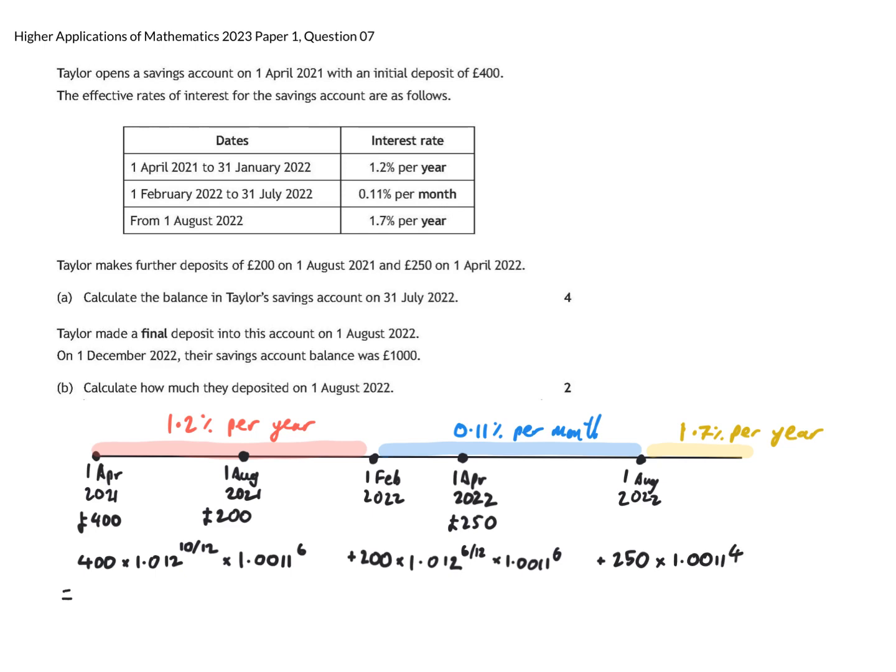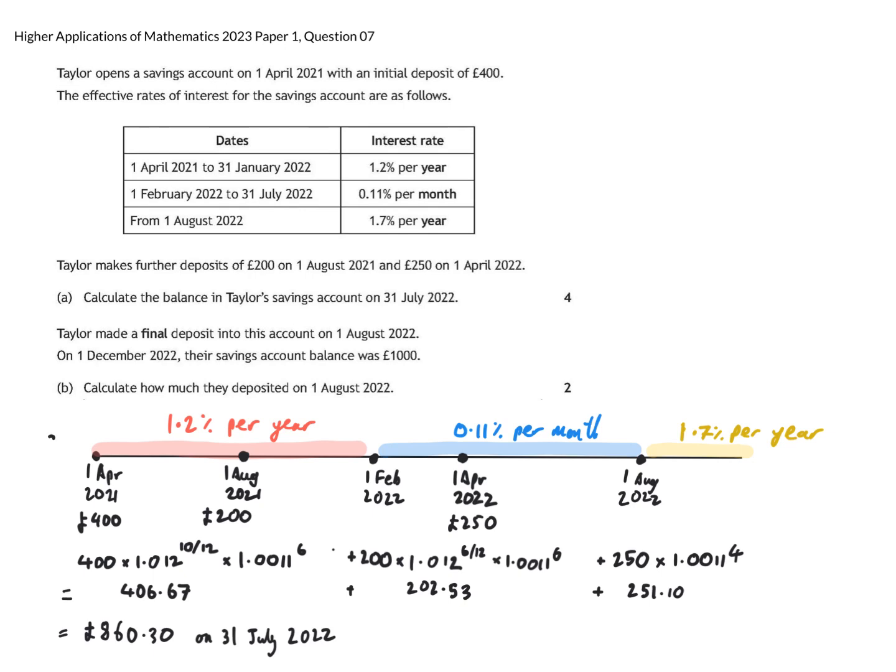What you can do here is type all of this into your calculator in one go, or you can calculate each of the individual payments and total them up. So I have got 3 accumulated values for the 3 deposits, and totalling that up gives a balance in the account of £860 and 30 pence on the 31st of July 2022.